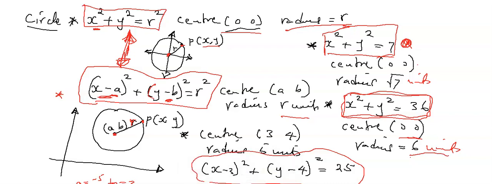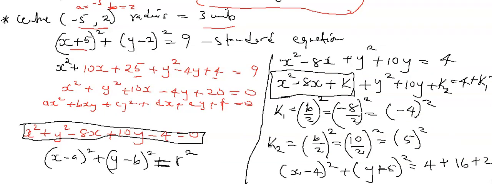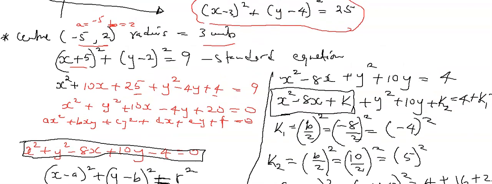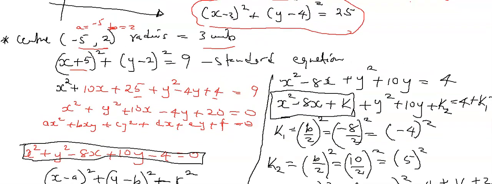If the center of the circle is (3, 4), and the radius is 5 units, then the equation will be (x minus 3) squared plus (y minus 4) squared is equal to 25. And that's the standard equation of a circle.